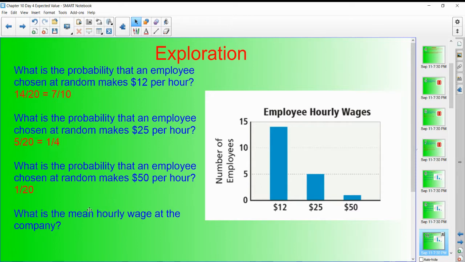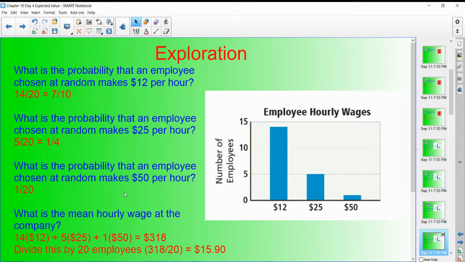And we've learned how to find the mean, the average. We add them all up. So we have 14 people making $12 and 5 people making 25 and 1 person making 50. We divide that by 20. We get the average employee makes $15.90. Now, there's no single employee that makes $15.90. In fact, most of the employees make less than that. But the average, the expected value of an employee, is to make $15.90 at this company.